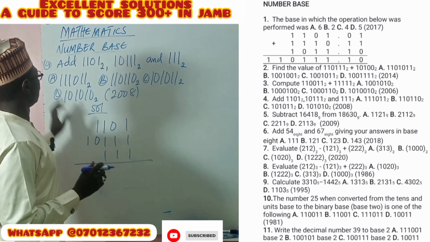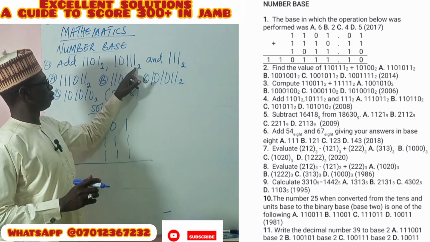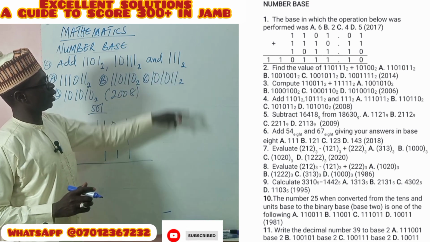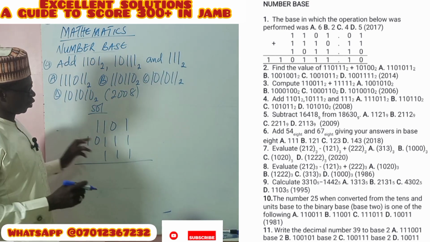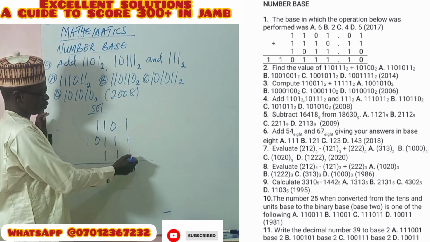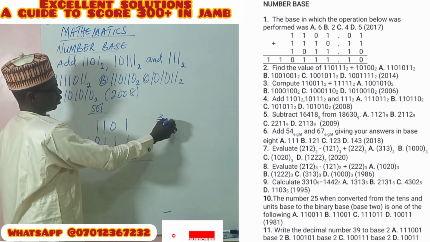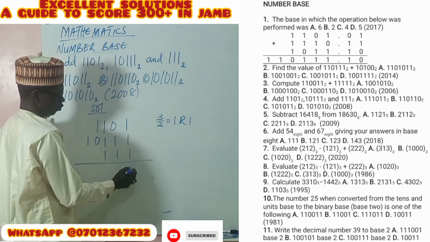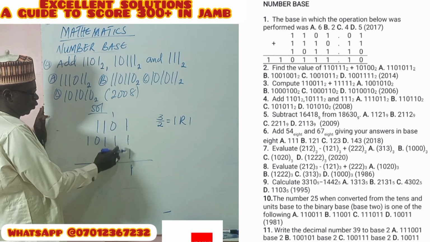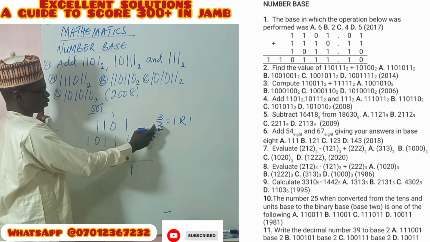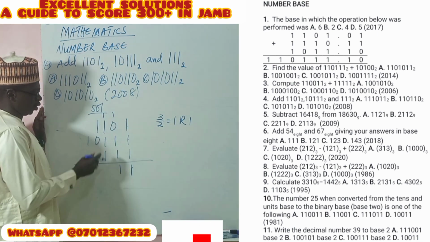Question 4 says, add 1101 base 2, 10111 base 2, and 11 base 2. This question is a question of 2008. So we start adding. 1 plus 1 plus 1 is 3. And 3 in base 2 is 3 over 2. This gives you 1 remainder 1. So we put 1 here and carry this remainder and bring it here. 1 plus 0 plus 1 plus 1, we have 3. 3 in base 2 is the same as 1 remainder 1. So we put 1 and carry this 1 here.